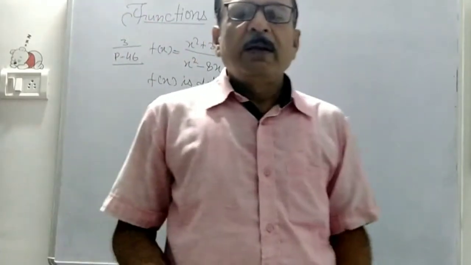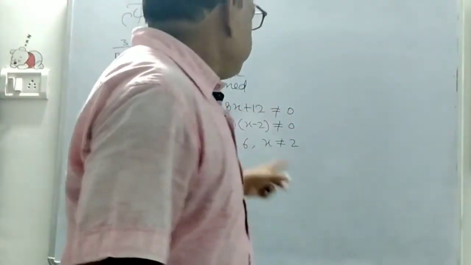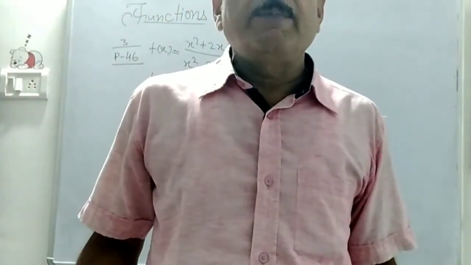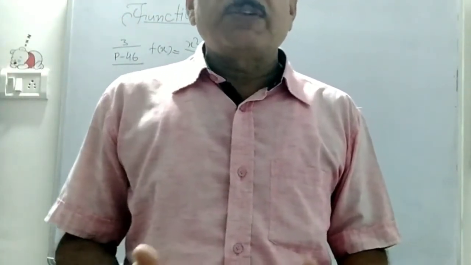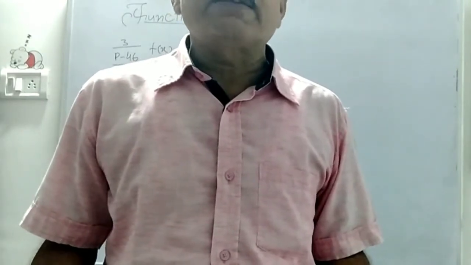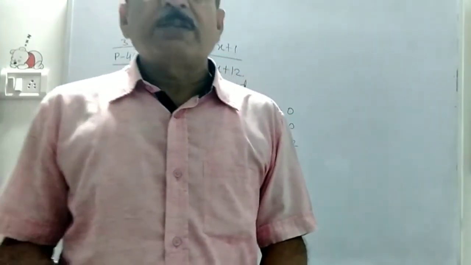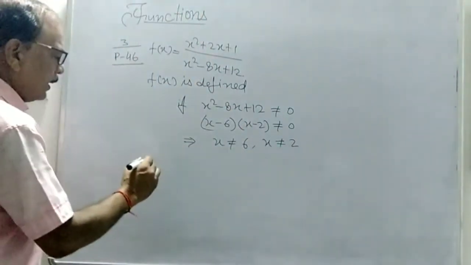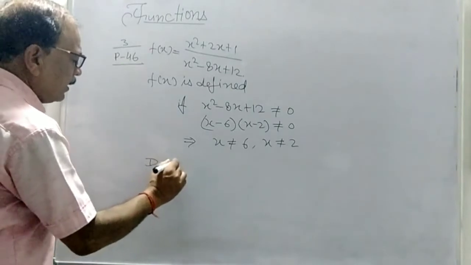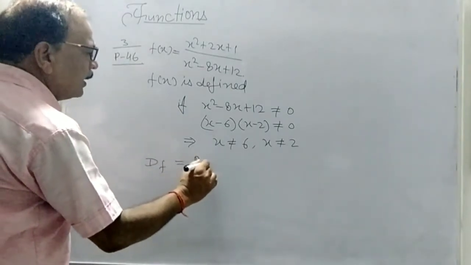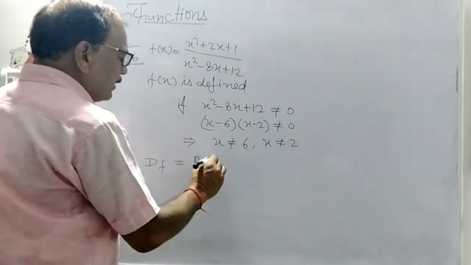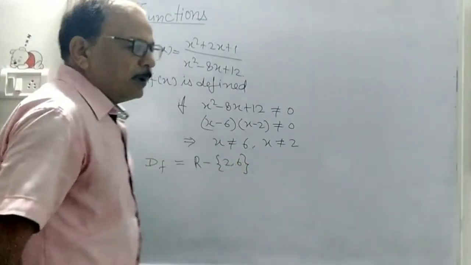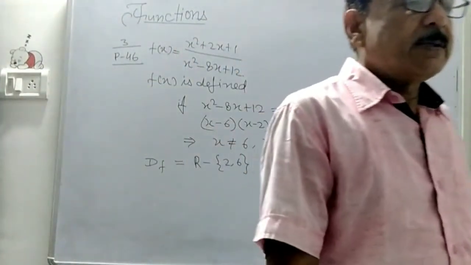Except 6 and 2, the domain of the function is all real numbers. 2 और 6 को छोड़ करके सभी रियल नंबर इसका डोमेन होगा, क्योंकि 2 और 6 पर ये फंक्शन डिफाइन नहीं है. The domain of this function is R minus {2, 6}. ये हो गया डोमेन ऑफ द फंक्शन.